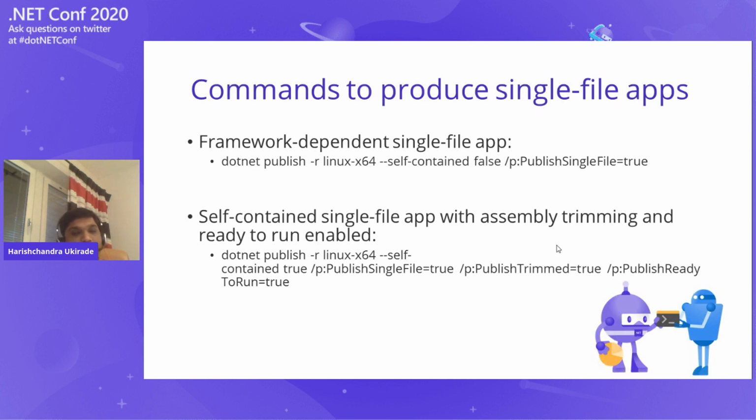And if you want to produce a self-contained single file app with assembly trimming and ReadyToRun enabled, we can do that with the dotnet publish command, wherein we can specify the different options: publish single file as true, publish trimmed as true, and publish ReadyToRun as true, and self-contained we also have to mention as true.